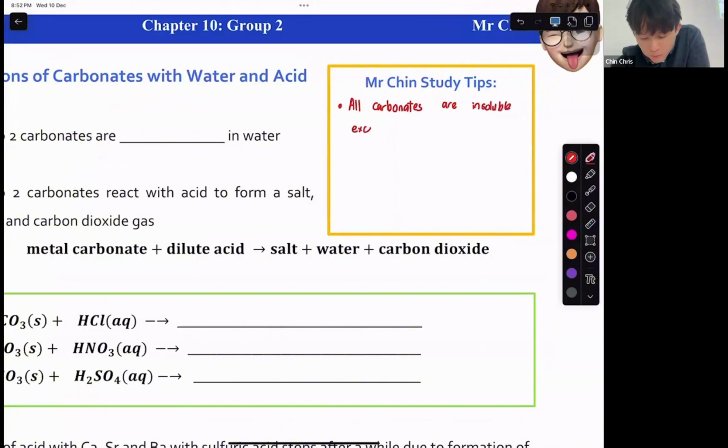Except for a group 1 carbonate or ammonium carbonate. That's it.